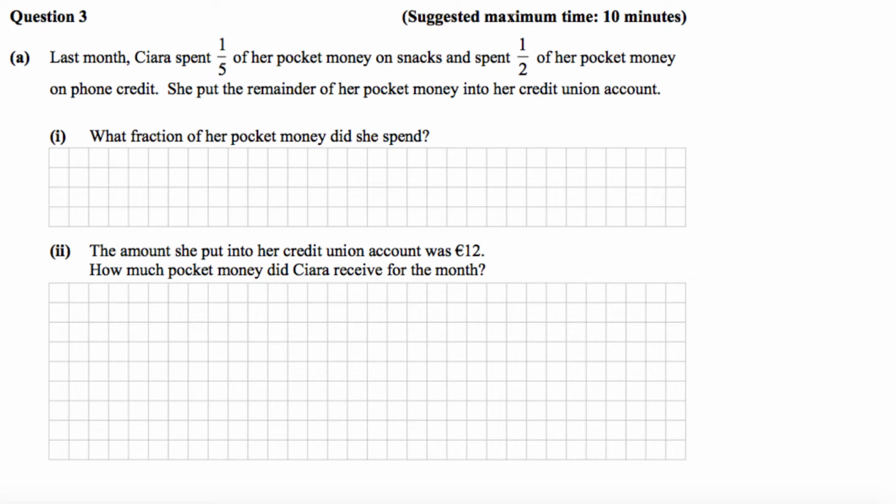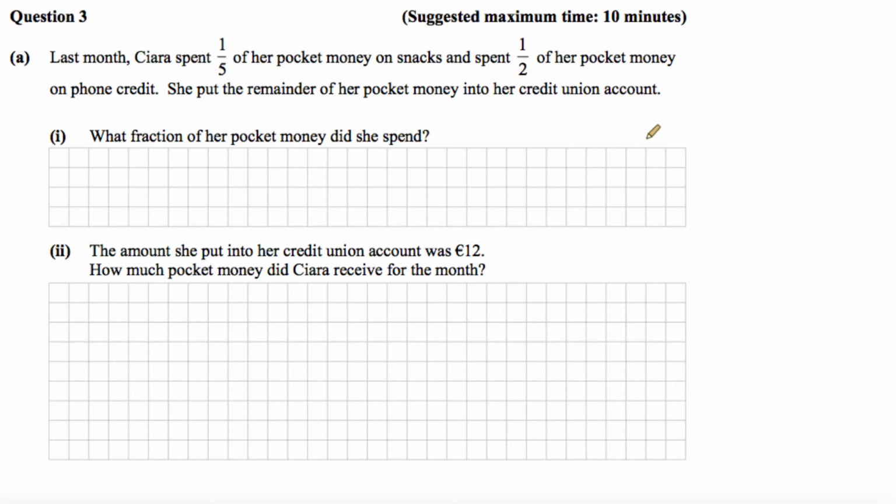So this is the 2014 Junior Cert Ordinary Level Paper 1 and we're looking at question 3. Part A says, last month Kira spent 1/5 of her pocket money on snacks and spent 1/2 of her pocket money on phone credit. She put the remainder of her pocket money into her credit union account. What fraction of her pocket money did she spend?